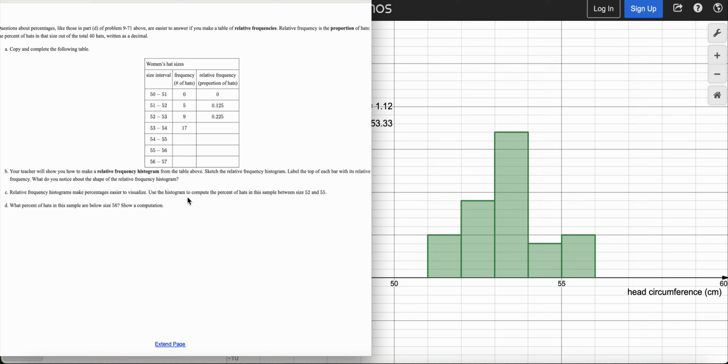So to fill out the rest of this table, you would be looking at each of these columns and putting the numbers in this first column. And then the second column comes from taking that number divided by 40. So right here would be 17 divided by 40. Next one would be 54 to 55. I see 4 people. So 4 would go here, and then it would be 4 divided by 40, etc.